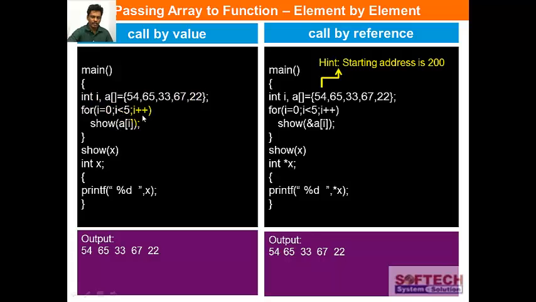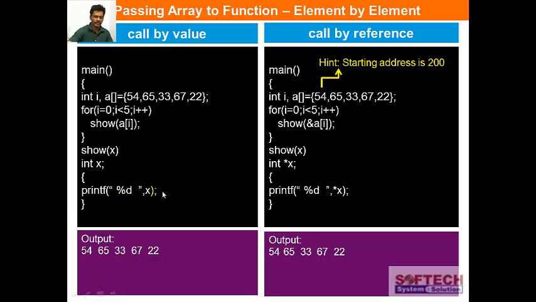For I equal to 0, I less than 5, I plus plus, it rotates 5 times. So the I value is 0, and 0 is less than 5. What is A of 0? It is 54. That 54 is passed to the show function. It is an integer value, so the actual argument is an integer, and the formal argument variable should be integer. So that 54 is transferred to X.